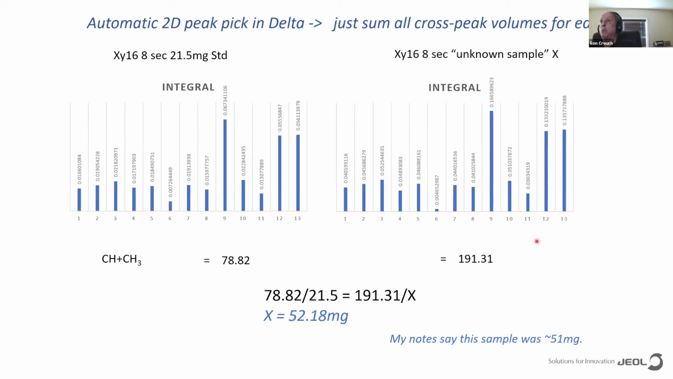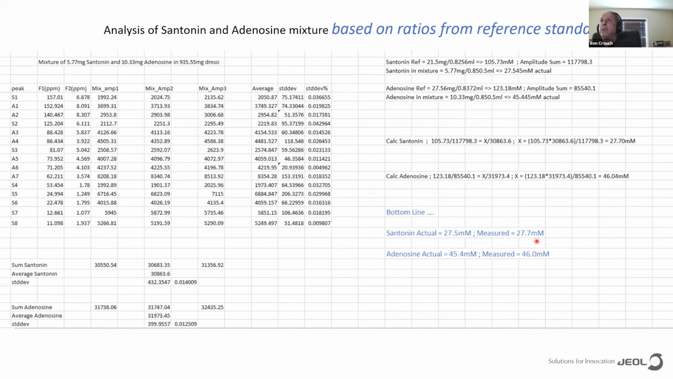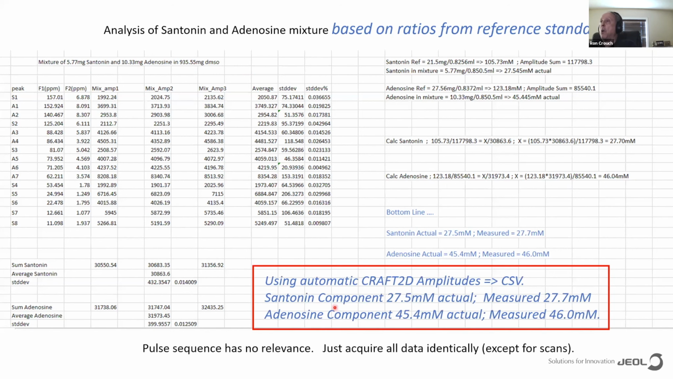So it's a pretty viable result. So we can also use Craft 2D and extract. And here we're looking at a mixture of santonin again and adenosine. What we do is acquire reference standard material for both the santonin and adenosine, and then we run a mixture and simply compare the amplitudes for all of them, lots of spreadsheet numbers. But the bottom line is that using Craft 2D goes directly to a CSV file, which you see here.